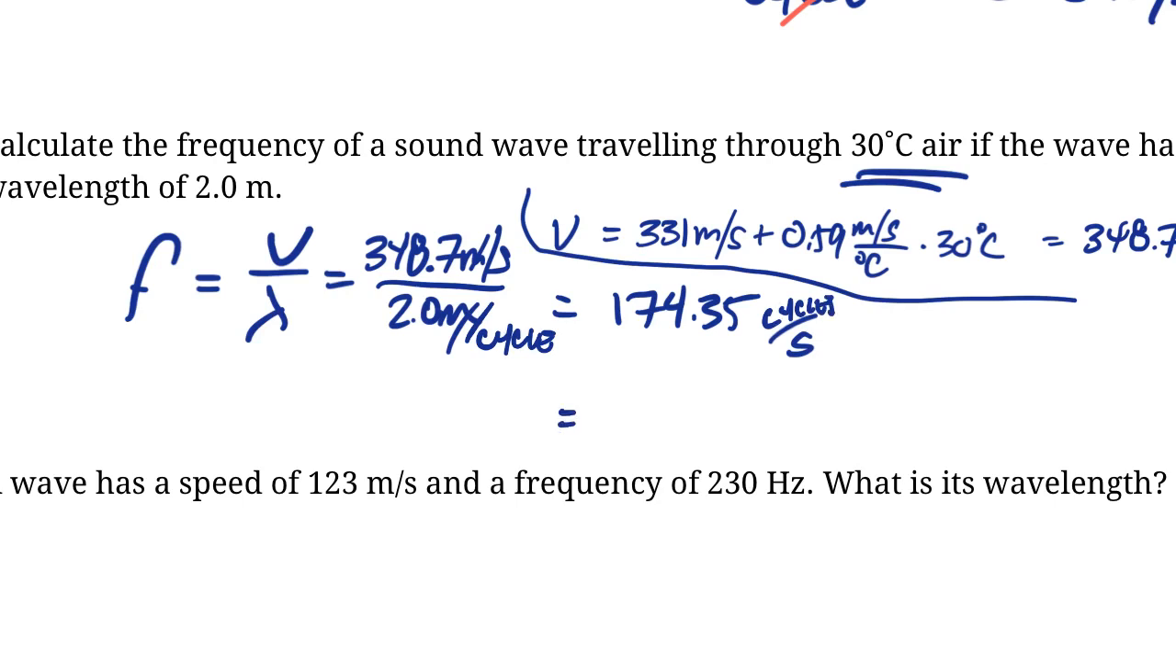So really the answer, rounded to three significant figures, is 174 hertz. And I realize now that this actually only has two significant figures, so possibly we should round our answer to approximately 170 hertz. Okay, two significant figures. There we go. So whenever you're not given the speed of sound, but you know it's in air and you know the temperature, you can always calculate the speed of sound through that air.